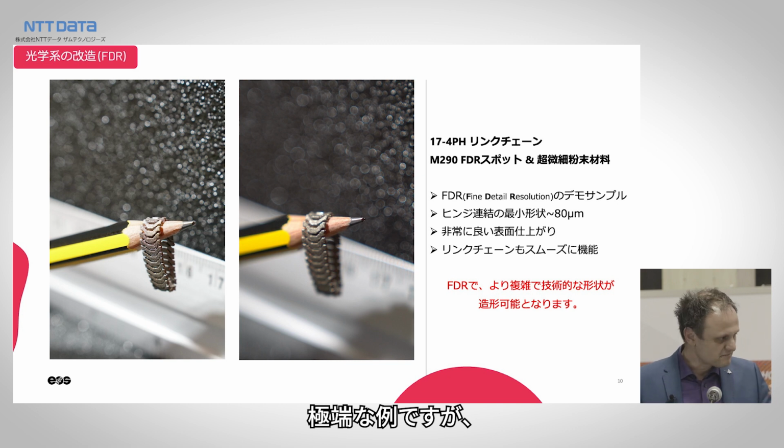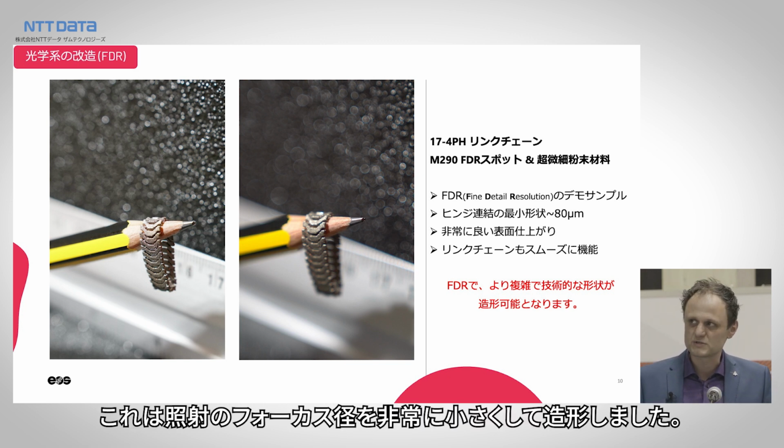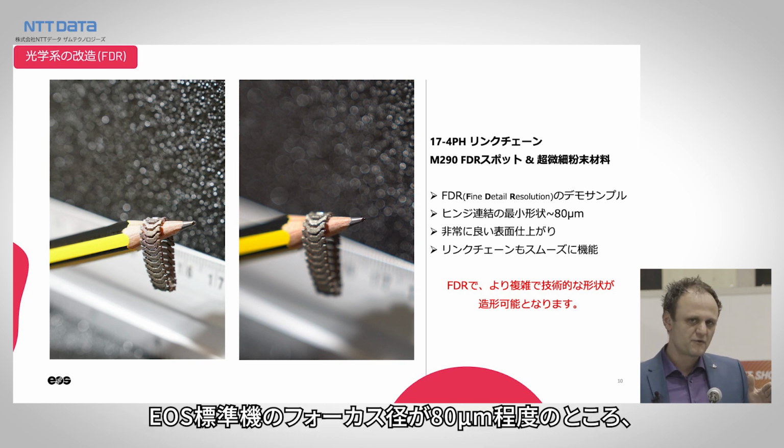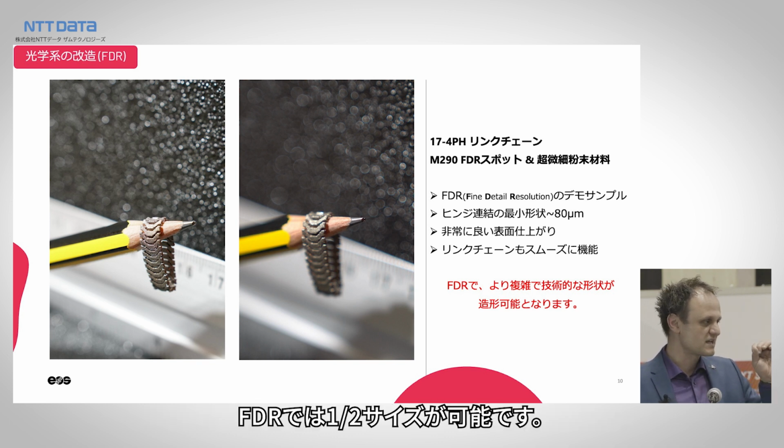And here's another extreme example, in a very extreme case, where we have used a machine where we have altered the focus diameter very substantially. So typically the focus of an EOS standard machine is in the range of 80 microns. And if you want to go smaller and smaller because your application requires it, your tool diameter, so to say, is your limiting factor. And sometimes it is required to get the tool diameter smaller.